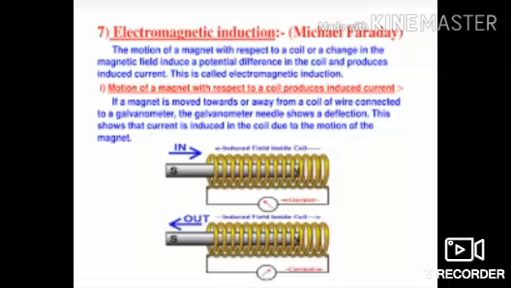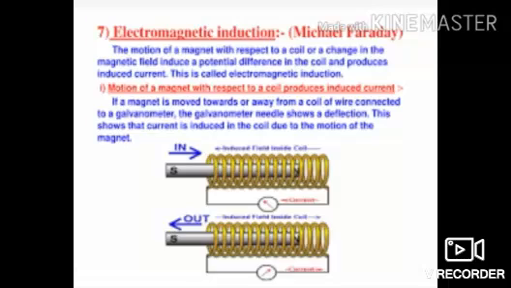This phenomenon of electromagnetic induction forms the underlying principle of the modern-day generator and transformer. The generator helps us to convert mechanical energy into electrical energy. Experimental observations are: first, whenever there is a relative motion between a magnet and a coil, a current flows through the coil.